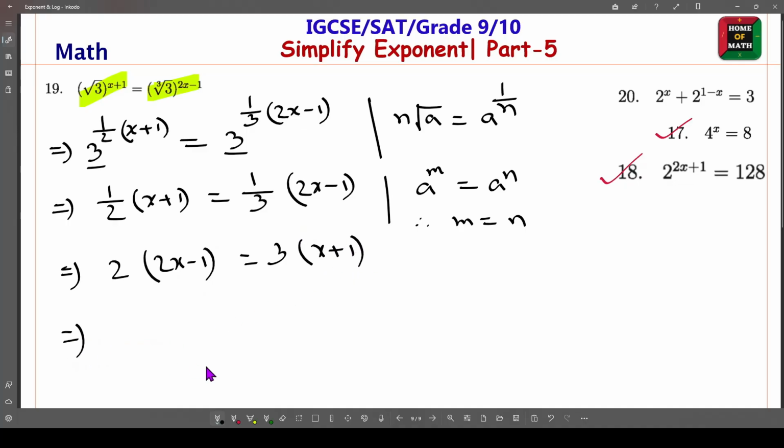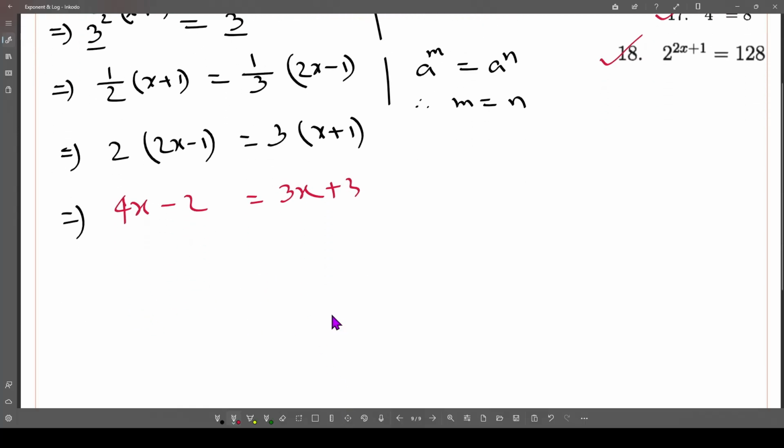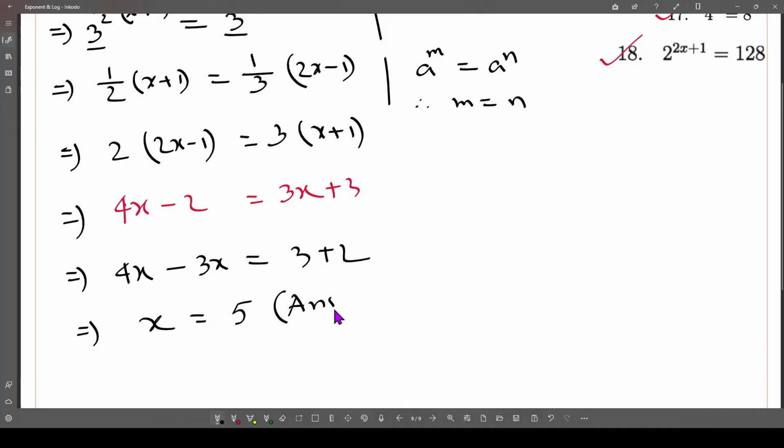How? Because once we multiply 2 by 2x and 2 by 1, it will become 4x minus 2. And here is 3x plus 3. 4x is larger than 3x, that's why I am writing it on the left side. So 4x, minus 3x, equals 3, and this minus 2 becomes plus 2. We just exchange. So 4x minus 3x will be x, and 3 plus 2 is 5, and this is our answer.